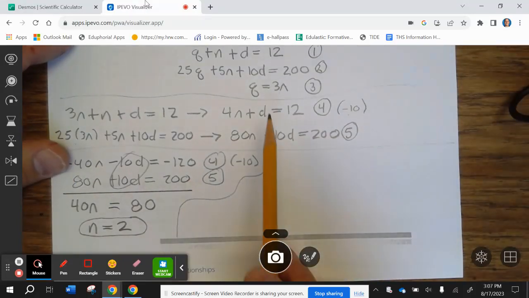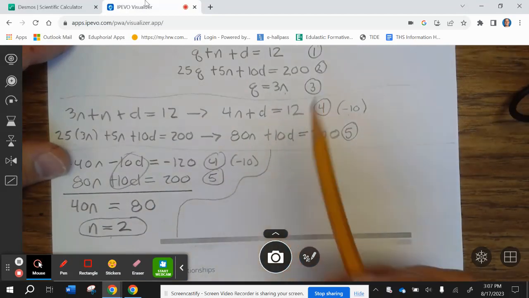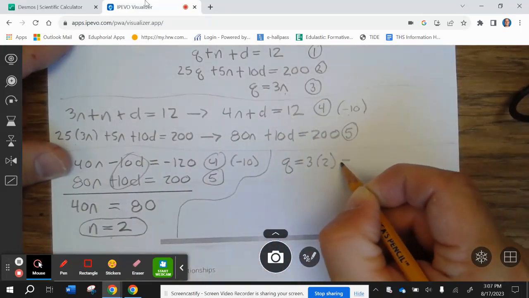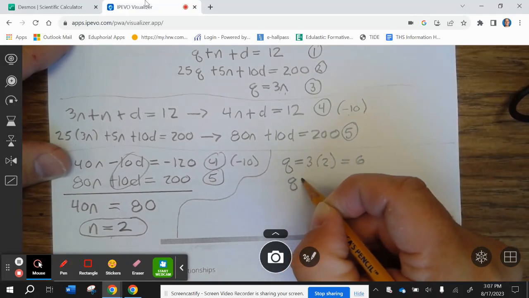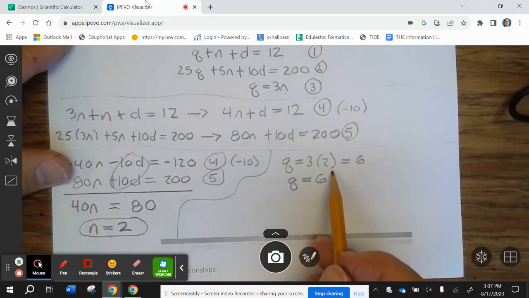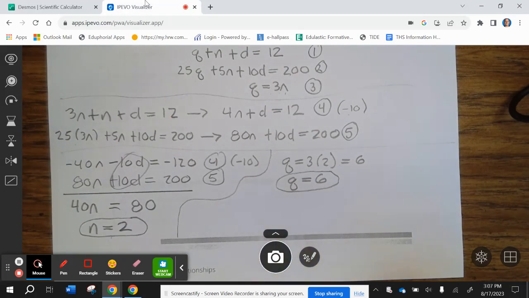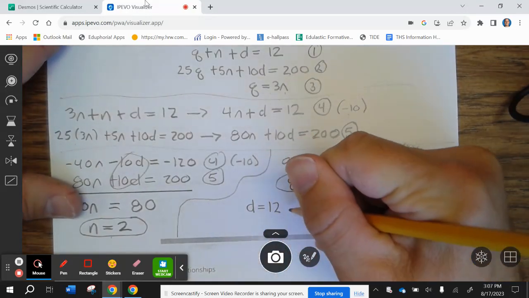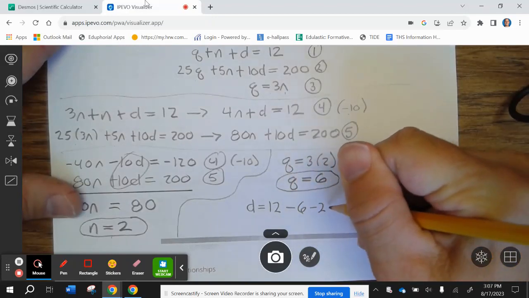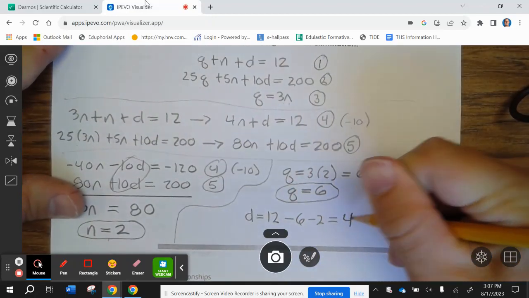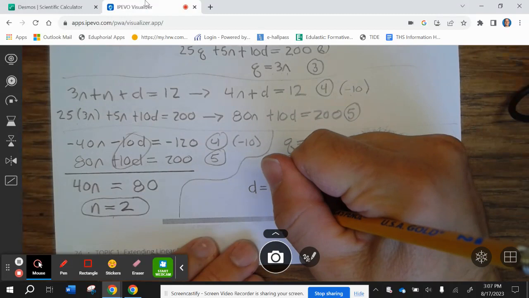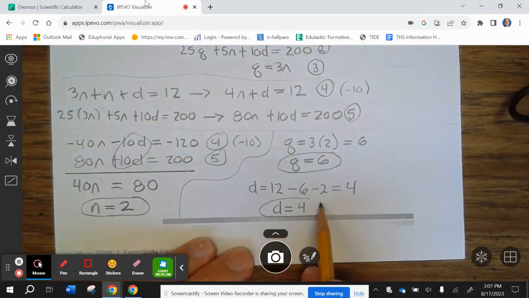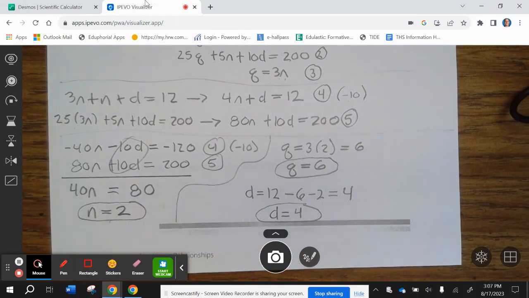Now we know that quarters equals 3 times N. So that's Q equals 3 times 2, which is 6. So quarters equals 6. Now we know there's 12 coins, so the number of dimes equals 12 minus 6 minus 2, which equals 4. So dimes equals 4. All right, go ahead and finish that up.